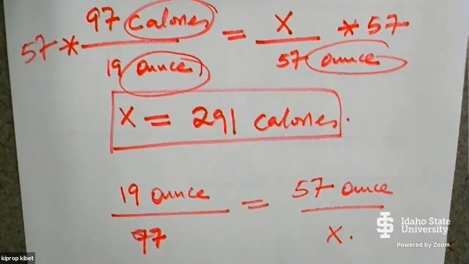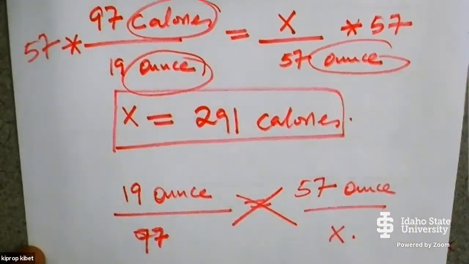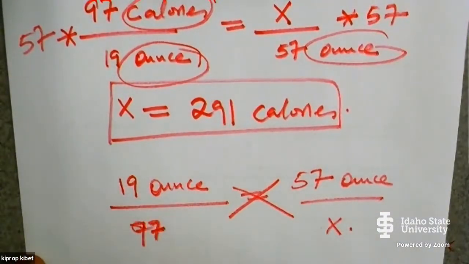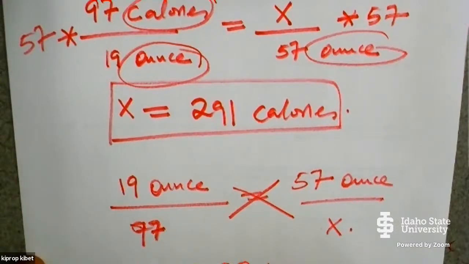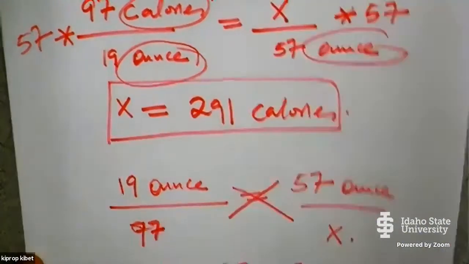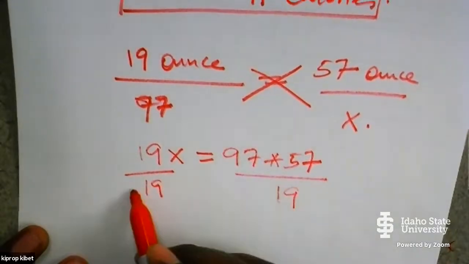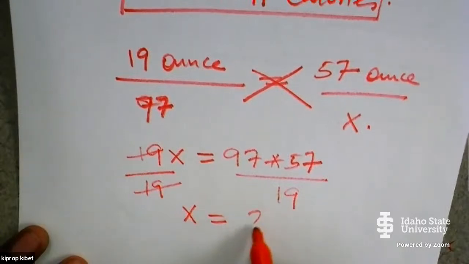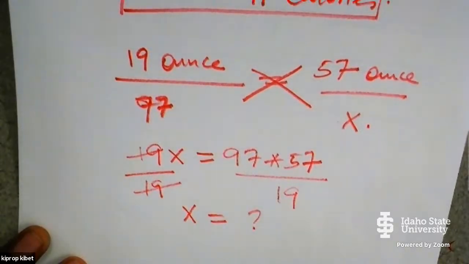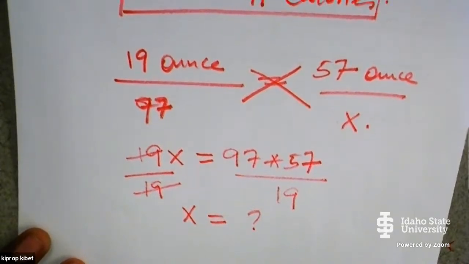You can use the cross multiplication. So when you use the cross multiplication here, 19 multiplied by X equals 97 multiplied by 57. And then you divide by 19. So X is still the same. It will still be the same.